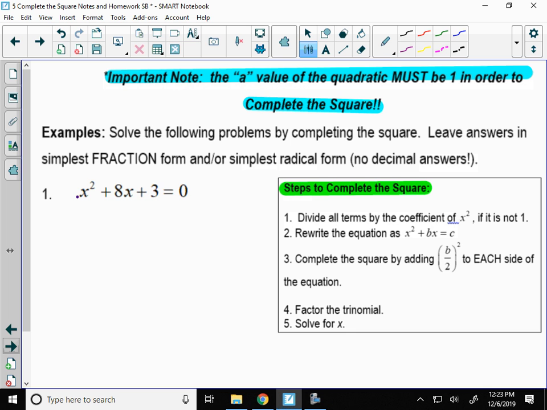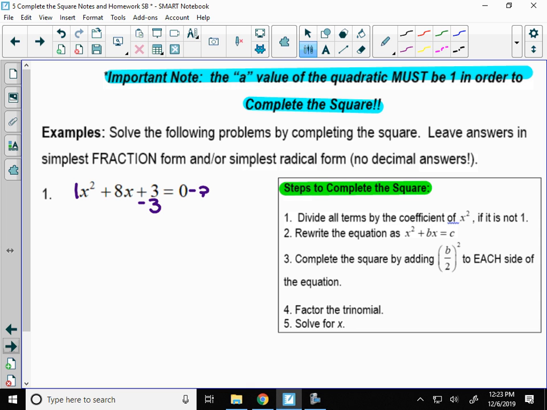Now, the first step says divide all the terms by the coefficient of x squared, if it's not 1. Well, in this first example, we have a 1 there. So in order to do complete the square, you have to have a 1 in front of the whole thing. So I can skip step 1 because I have that coefficient. Step 2 says rewrite the equation as x squared plus bx equals c. What does that mean to do? Yeah, minus the 3 to the right-hand side. So you want to move the constant over to the right.